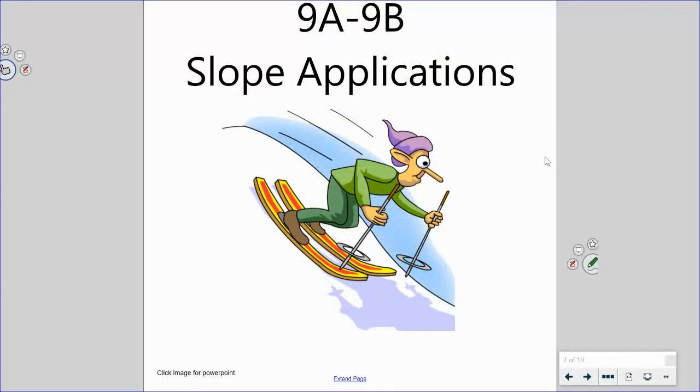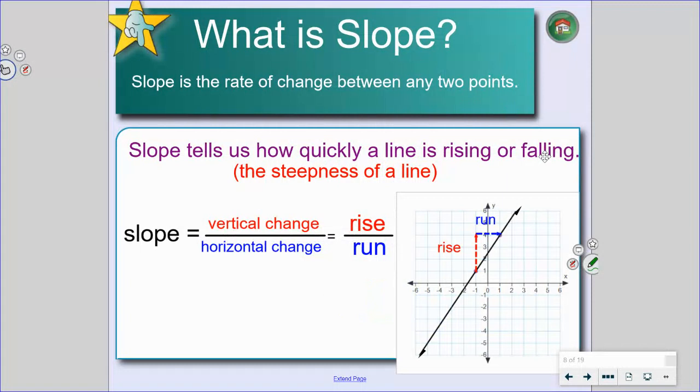Now we'll go ahead and get going on your notes. Now this is one of the first pages on your notes. You're not allowed to write on it unless, of course, you make your own copy, which is fine by me. Slope talks about how quickly a line rises or falls. Some people call this the steepness. If you think about ski slopes, you think about how steep you go down.